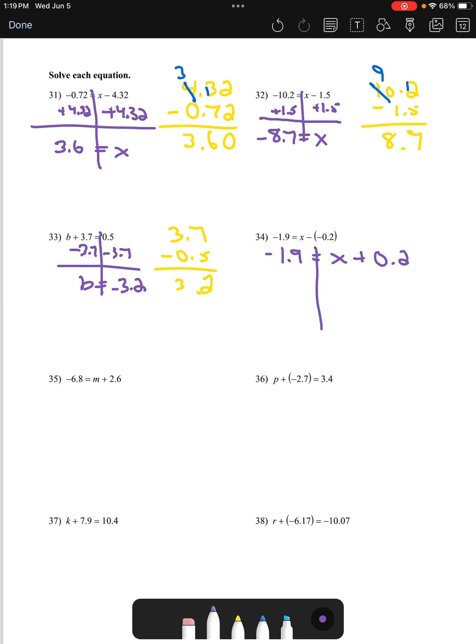Now that we're cleaned up, what are we looking at? X is joined by a positive 0.2. To get rid of that, we will have to use a negative 0.2. Now this time you might not need to go off to the side. You can if you want. We have double negative, which means we're just adding and keeping the sign. So we have negative 2.1 is equal to x.